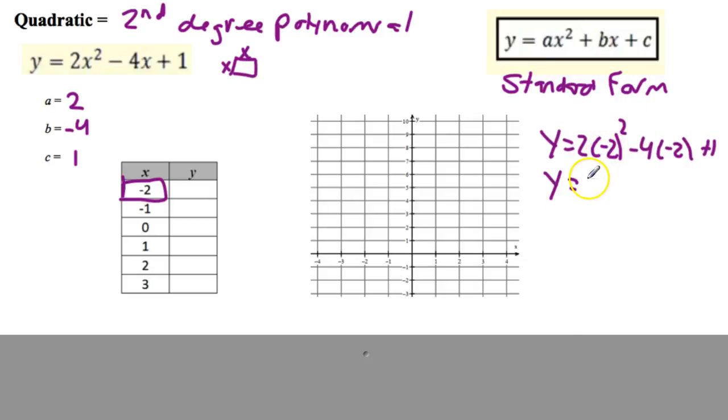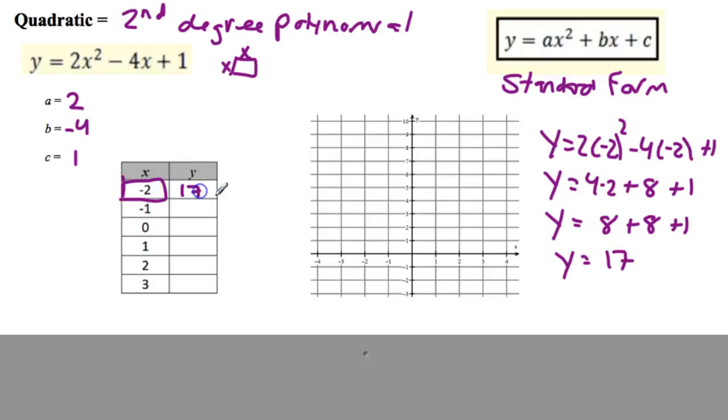-2 squared is 4, so it becomes 4 times 2. -4 times -2 is plus 8, and then I have plus 1. Then I simplify again. I do multiply first, so 8 plus 8 plus 1, and 8 plus 8 is 16, plus 1 is 17. So when x is -2, y is 17. So you can do this, and feel free to do this for every single one.